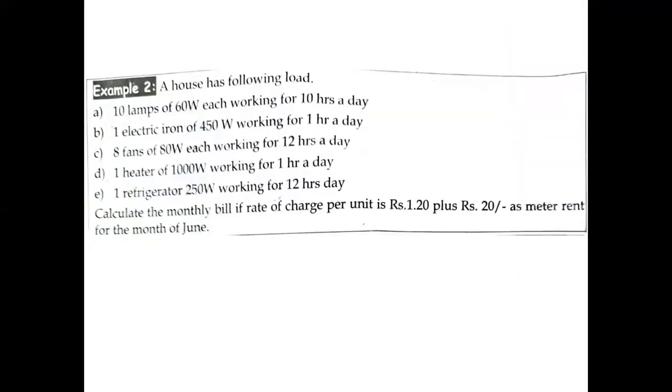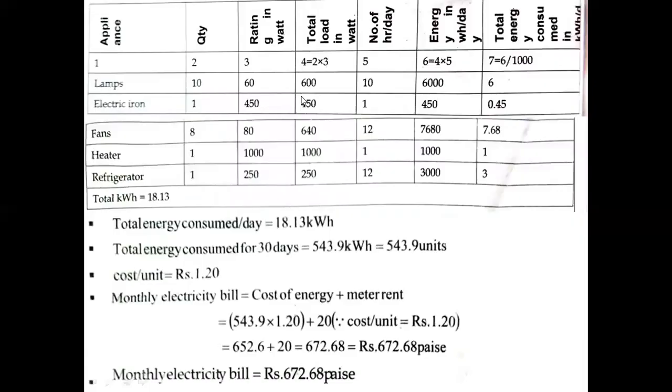Next problem. House has the following load. 10 lamps of 60 watts. The load is 600 watts, for 10 hours a day, into 10. That is watt hour. Okay, 10 into 60 into 10, that is 6,000. By 1000 gives you kilowatt hour.